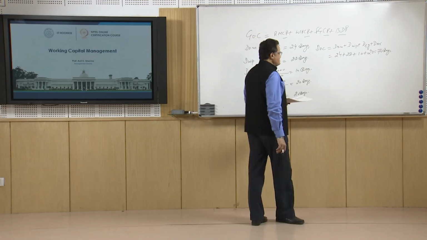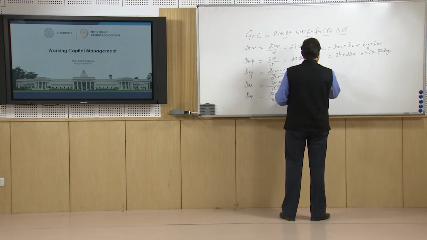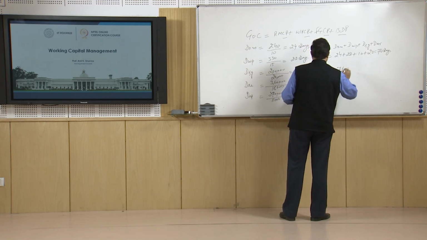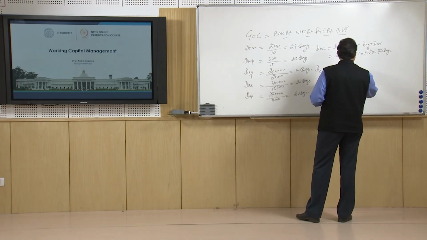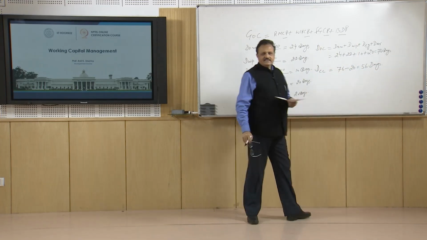And now we have to calculate the net operating cycle, and the net operating cycle's other name is the cash cycle. So DCC is equal to how much? 76 minus 20. So this works out as how many? 56 days. This is the 56 days.